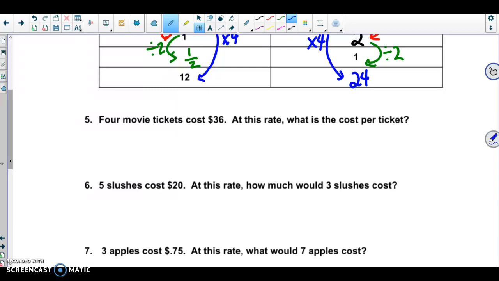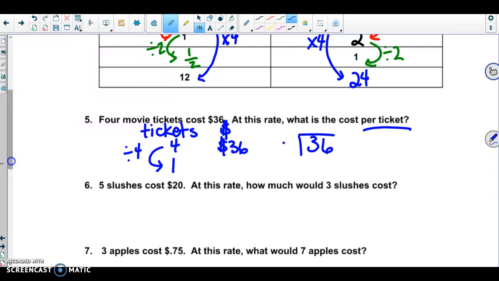Okay, so 4 movie tickets cost $36. At this rate, what is the cost per ticket? Per ticket means for one ticket. So if I have tickets and the cost, so if 4 cost me $36, and I want to get down to 1, I've got to divide by 4. So essentially, I'm taking 36 and I'm dividing it by 4, and 36 divided by 4 would be 9. So every one ticket is $9. So my answer for cost per ticket would be that $9 right here.